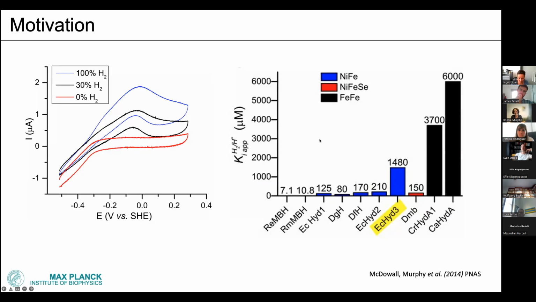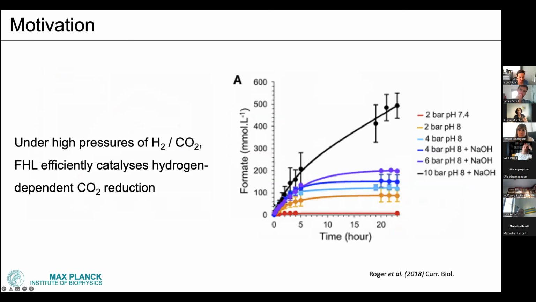Another reason for interest was developed in Frank Sargent's group by Magali Roger and colleagues, where they pressurized cultures of E. coli and showed that E. coli can be quite an efficient whole cell catalyst for converting H2 and CO2 to formate, running in the opposite direction and carrying out hydrogen-driven CO2 reduction.